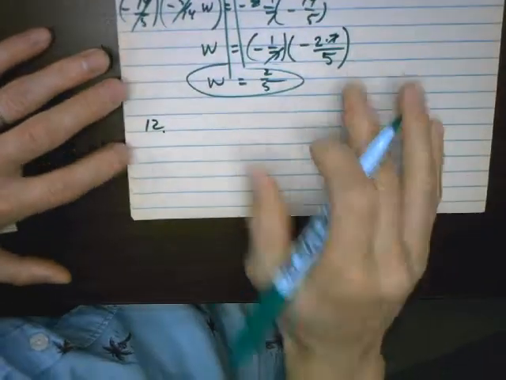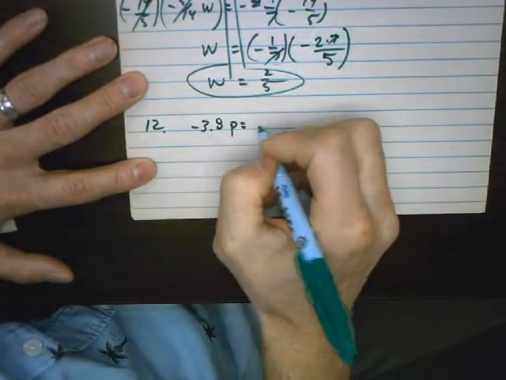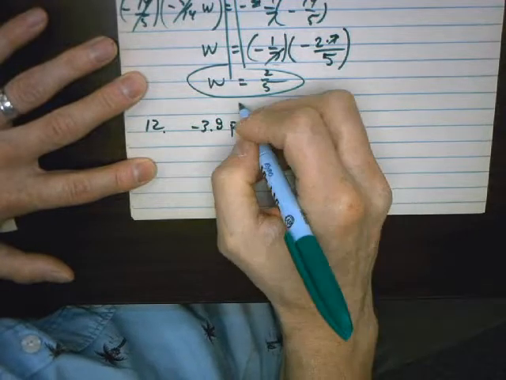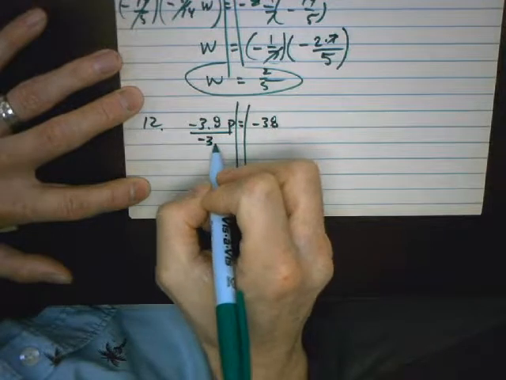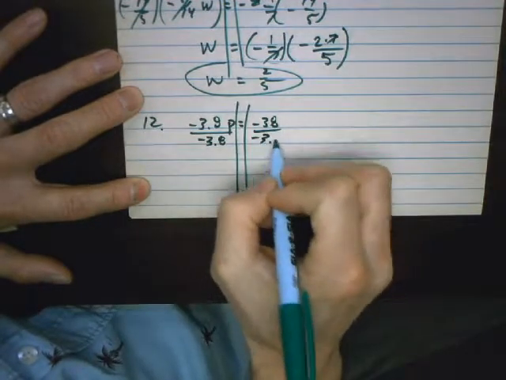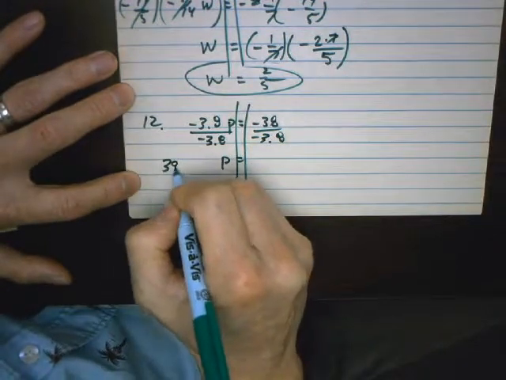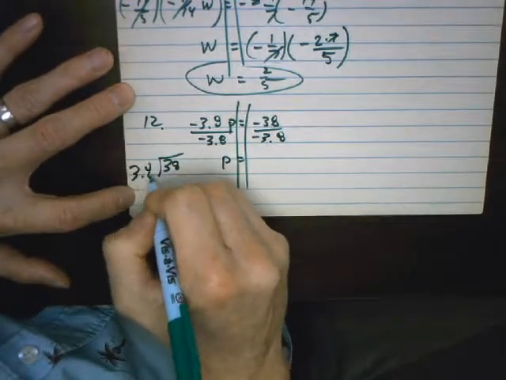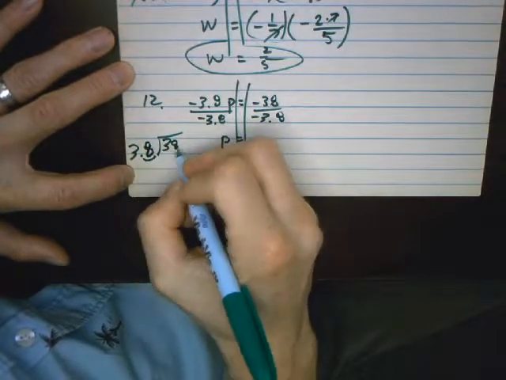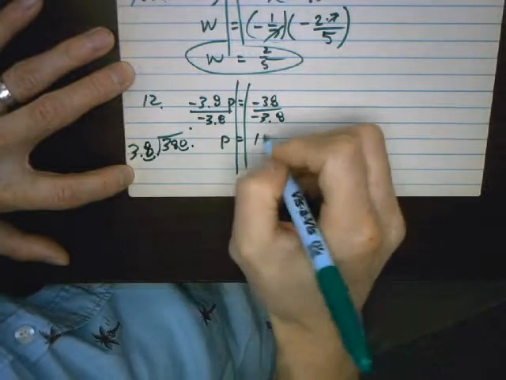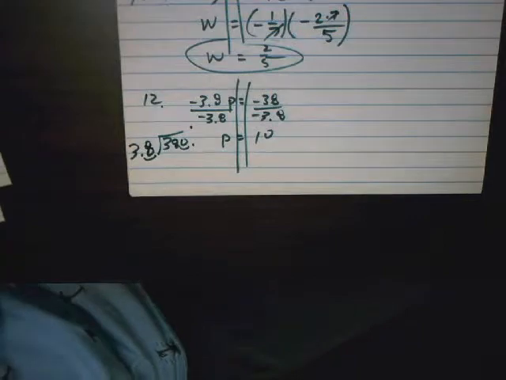Number 12. We're going to solve negative 3/8 times P equals negative 38. So what number do I multiply to negative 3/8 to get 38? Well, I can isolate the variable by dividing by the coefficient. Again, negative divided by negative is going to be positive. 38 divided by 3.8. Remember, when you're dividing by decimals, you want to clear the decimal for the outside, the divisor. So if I move this once, I got to move this once here too, put it up top, and you get P equals 10 for number 12.